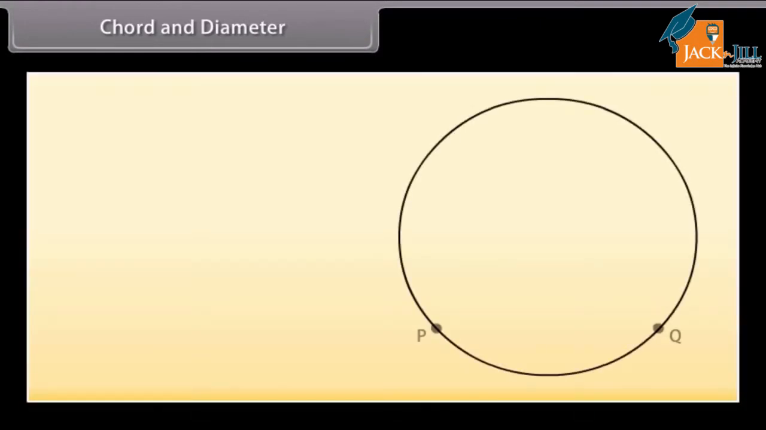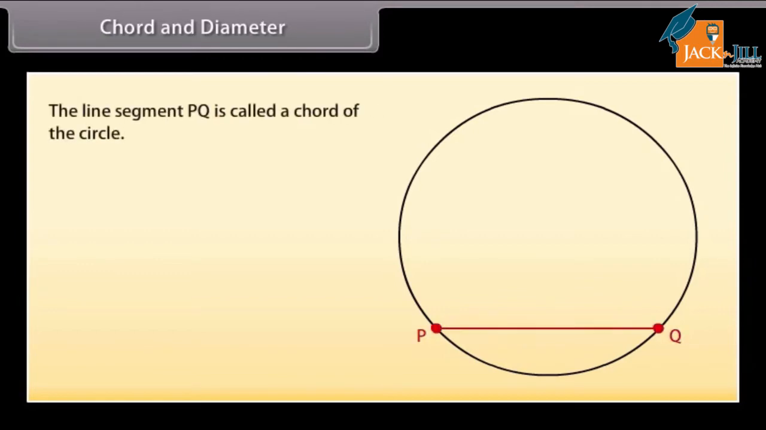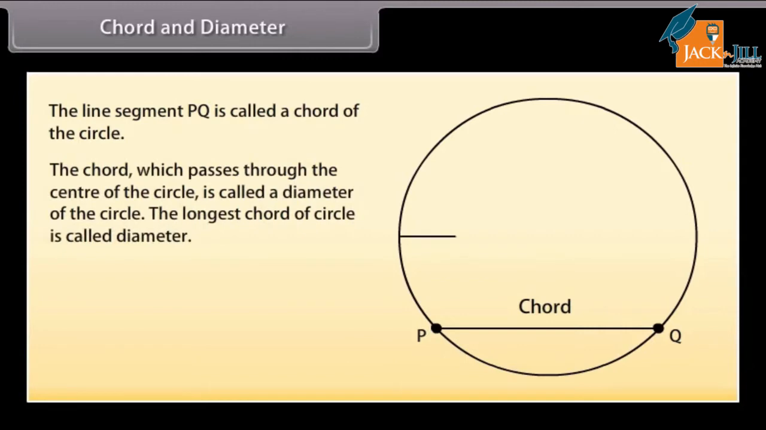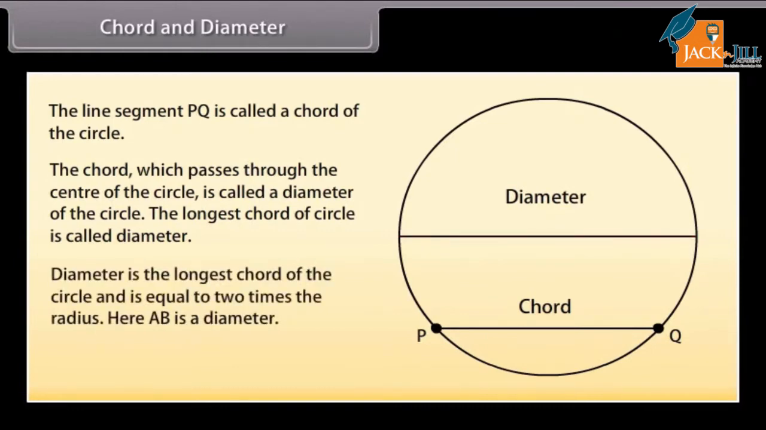Chord and diameter. If you take any 2 points on the circle, say P and Q, and join them, then the line segment PQ is called a chord of the circle. The chord, which passes through the center of the circle, is called a diameter of the circle. Diameter is the longest chord of the circle and is equal to 2 times the radius. Here we can see that AB is a diameter.